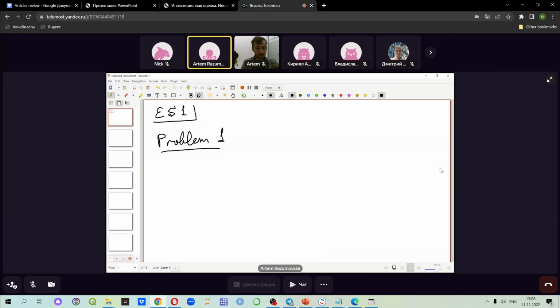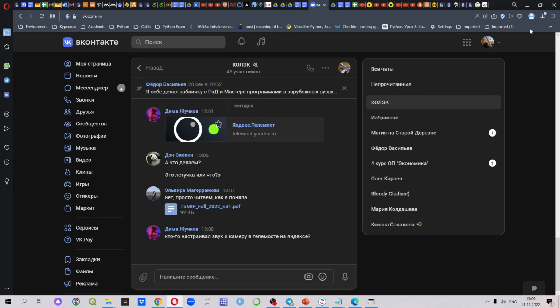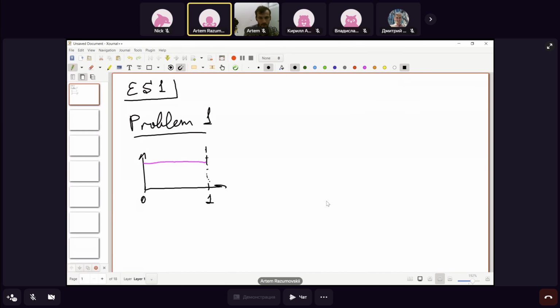So, firstly, let's see the setup. We have the product, the operating system, and a heterogeneity of preferences defined by x. So x is distributed uniformly from 0 to 1, like this. Each consumer would like to buy the software more, the one who has x equal to 1 or the one who has x equal to zero.